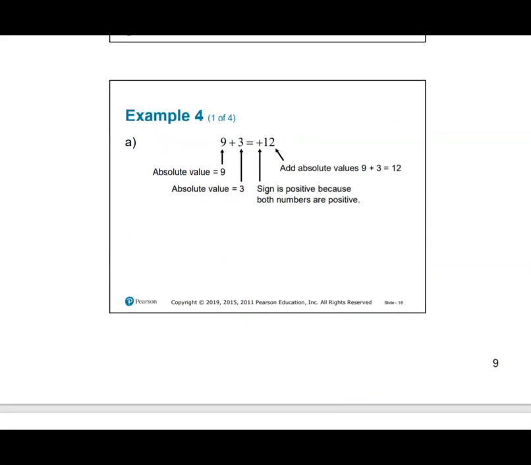So, these two numbers have the same sign, right? They're both positive, +9, and we've got a +3. So the absolute value of 9 is 9, the absolute value of 3 is 3, and when you add those two, you would get 12. And so our sign is positive because both numbers are positive.